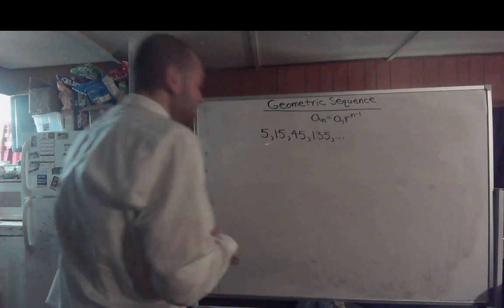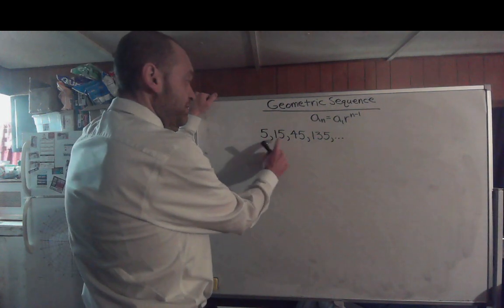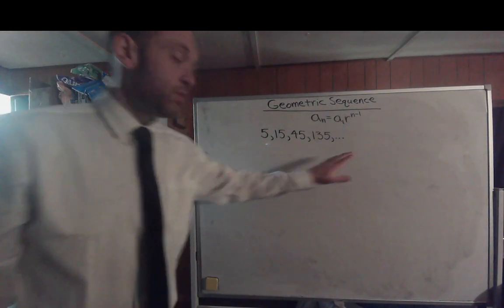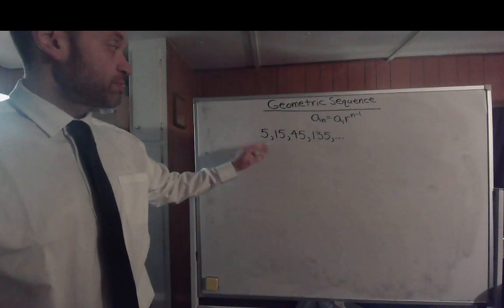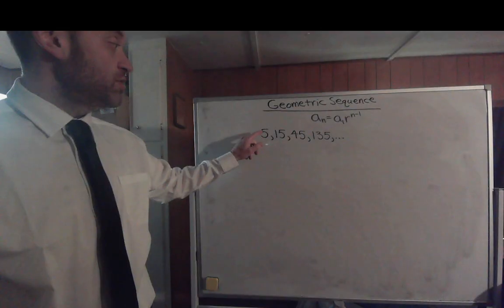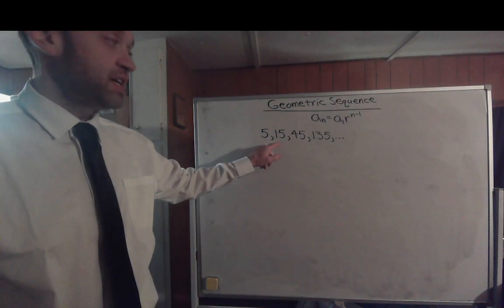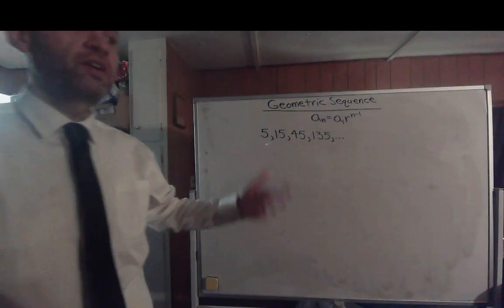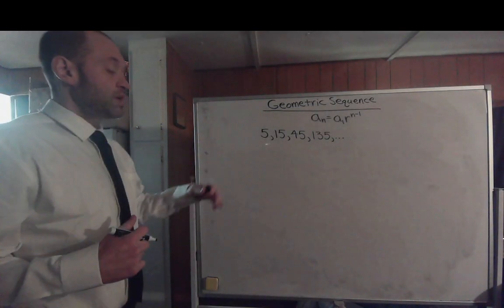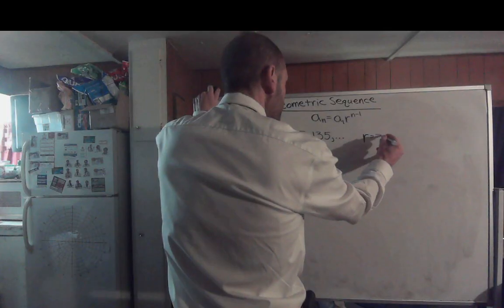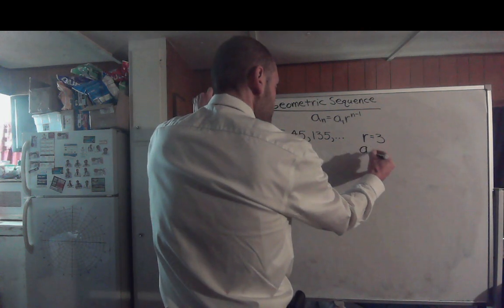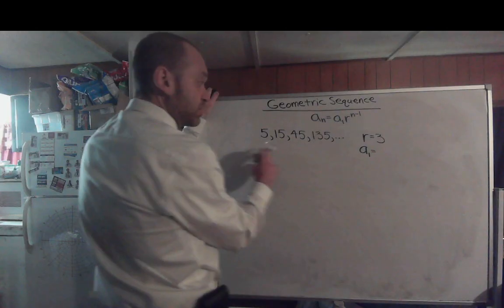So we have this geometric sequence: 5, 15, 45, 135, and then it just keeps on going. But if you look between each term, between 5 and 15, if you multiply 5 times 3, you get 15. 15 times 3, you get 45. 45 times 3, you get 135, and so on. So that times 3 is your common ratio. So you're going to say that r equals 3. Your a sub 1 term is going to be that first term, which is 5.